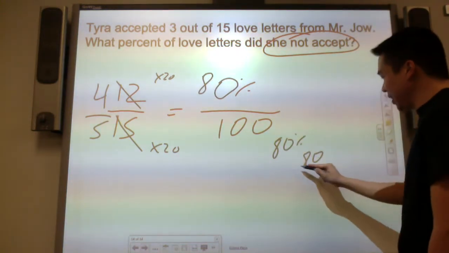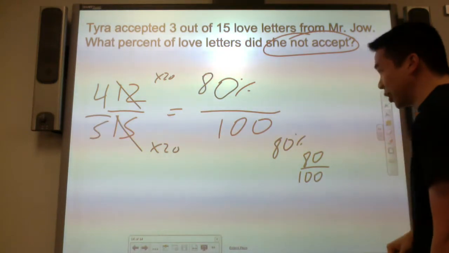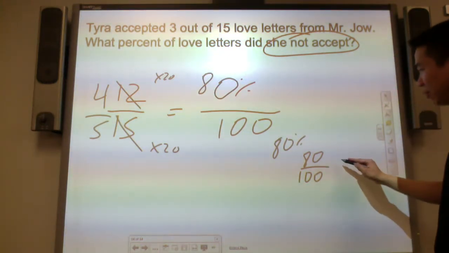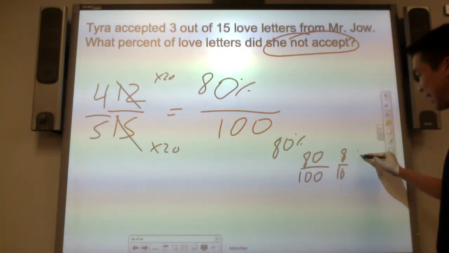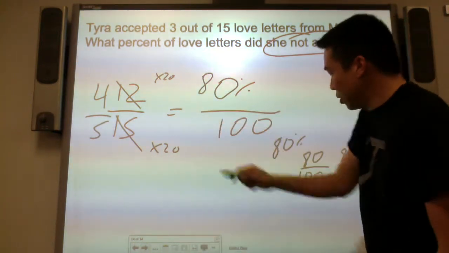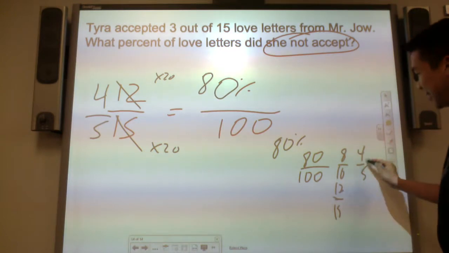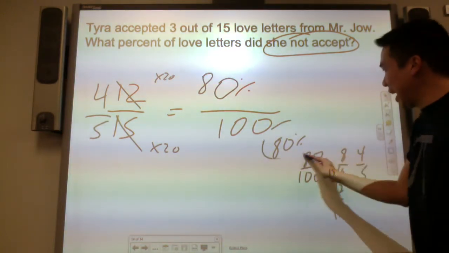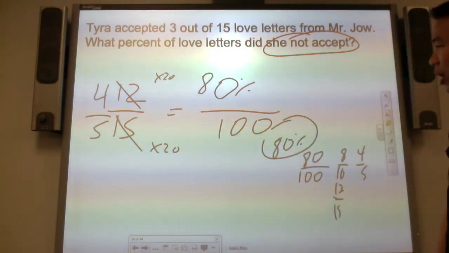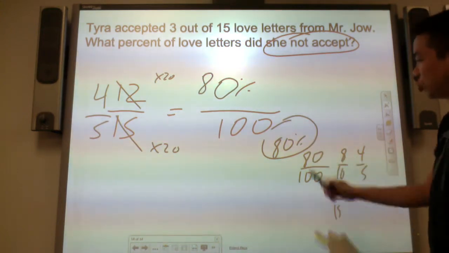Let's check our work. What does 80% mean again? 80 per 100. Can you break this down? 8/10. Can you break this down? 4/5. Can you build it up back to 12/15? Yes, you can. So they all mean the same thing. So the answer is 80%. So 80 per 100 letters she rejected.